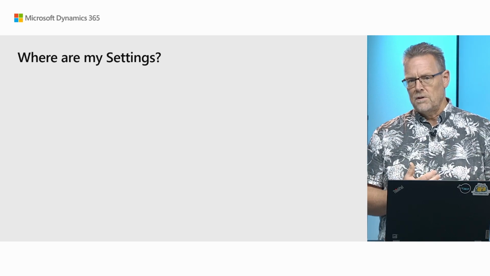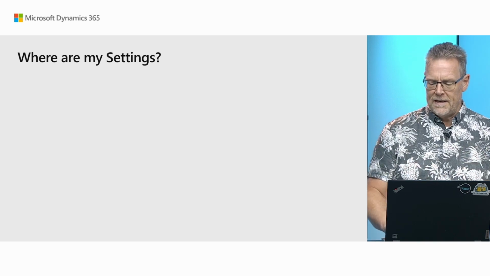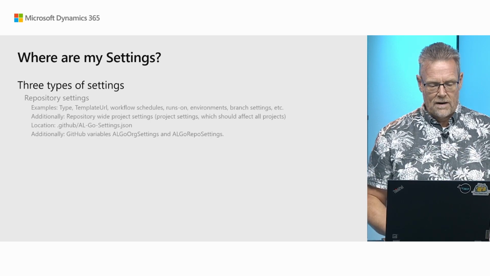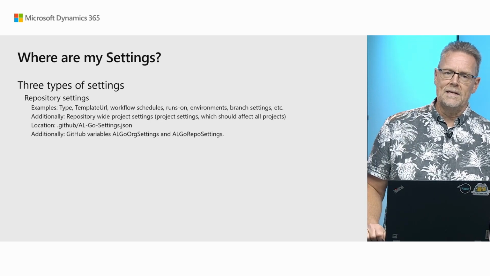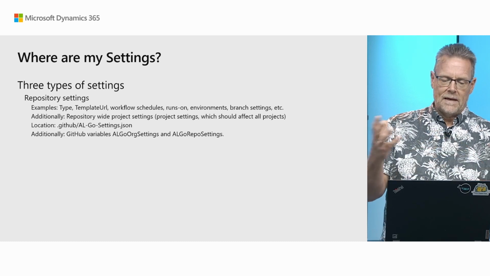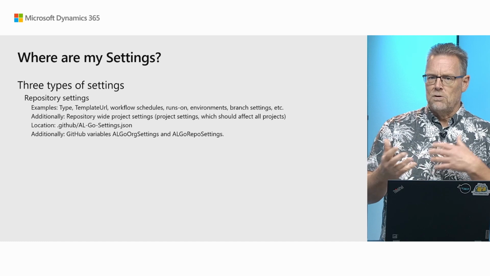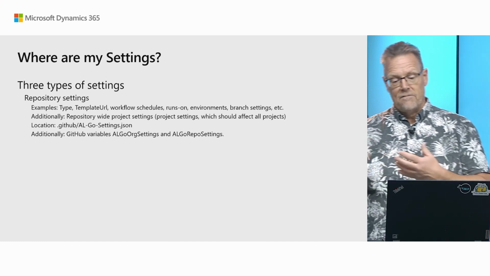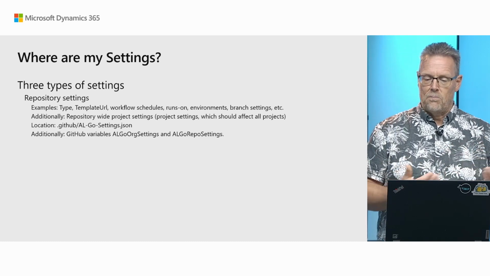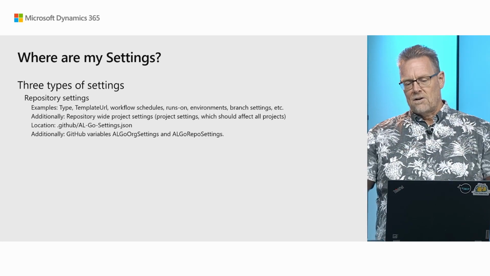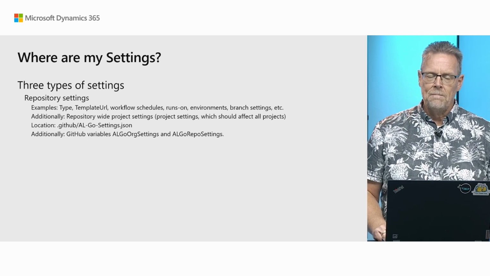But then where in your repository do you put the settings, and which settings are what? So there are three types of settings in ALGO for GitHub, really. There's repository-wide settings. These settings, like the template URL, schedules for workflows, what your GitHub runners are, the environments. They are not app or project specific or anything like that. These are settings that cover the entire repository.